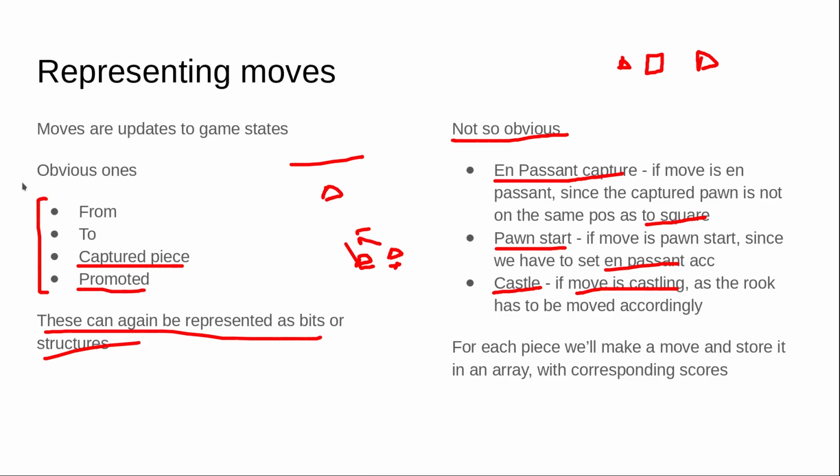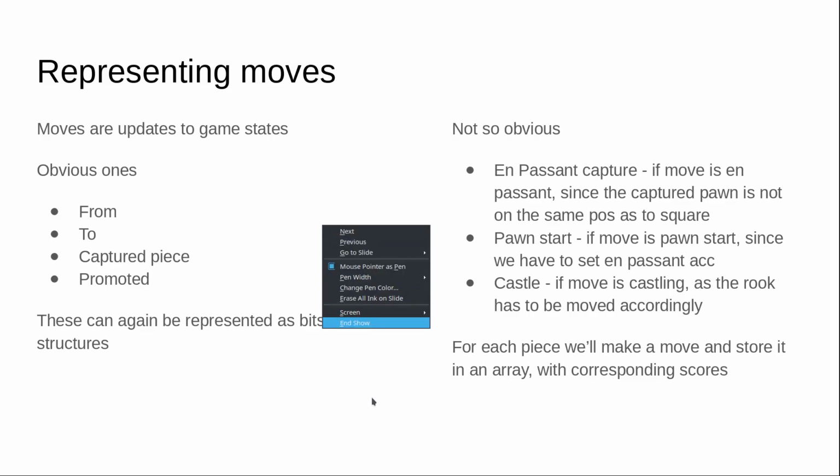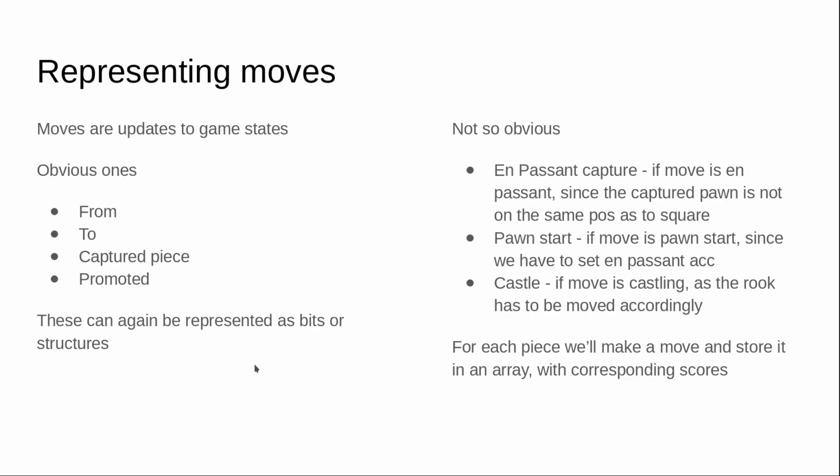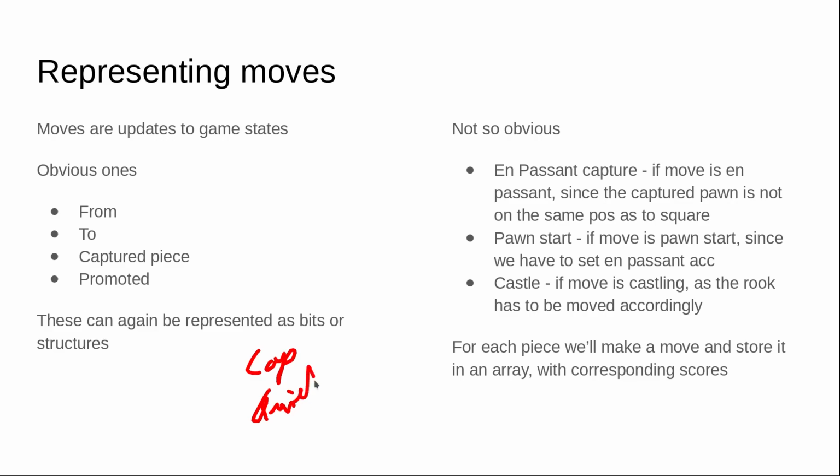So for each of the pieces present on the board, we'll make a move, and then we will store this move in an array with the corresponding scores of the move. The main two types of moves that we would be having would be capture moves and quiet moves, and then we would have the scores accordingly for these moves.